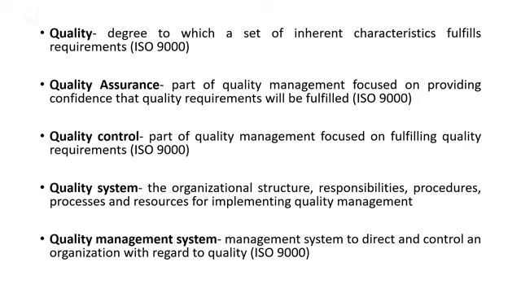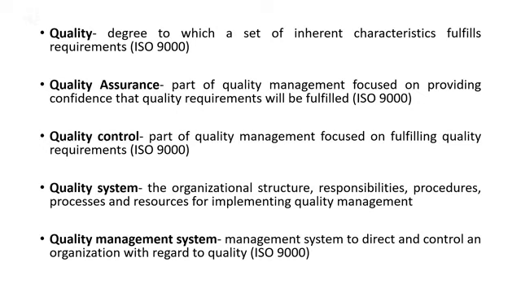Essential to laboratory and sample collection, there are few terminologies which are related to quality systems. The first is quality. It is a degree to which a set of inherent characteristics fulfills requirements. Definition from ISO 9000. Quality assurance is part of quality management focused on providing confidence that quality requirements will be fulfilled. Definition from ISO 9000.